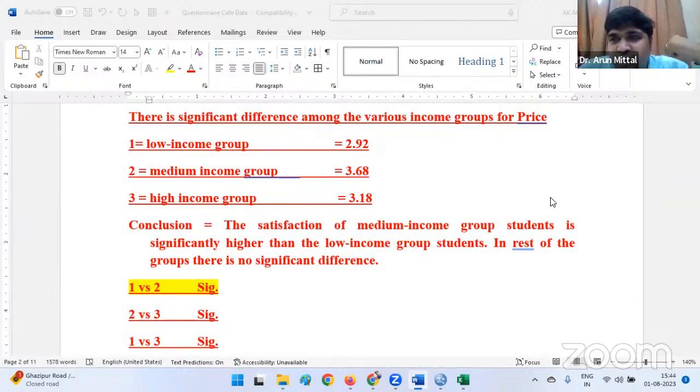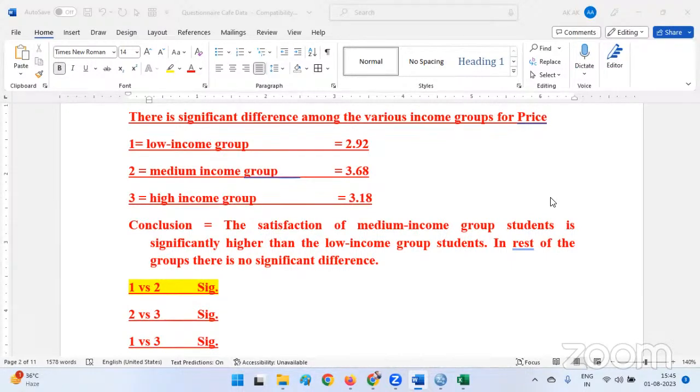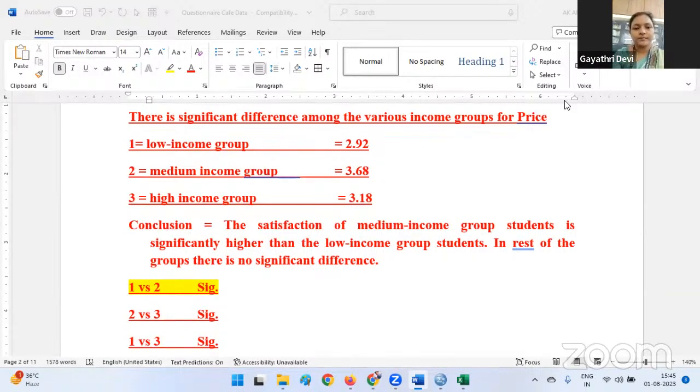All the notes, whatever I'm noting down, and data files, I will share. The Word file and data files I will share so that you can practice later or you can share with your students also. Sure, sir. Thank you.